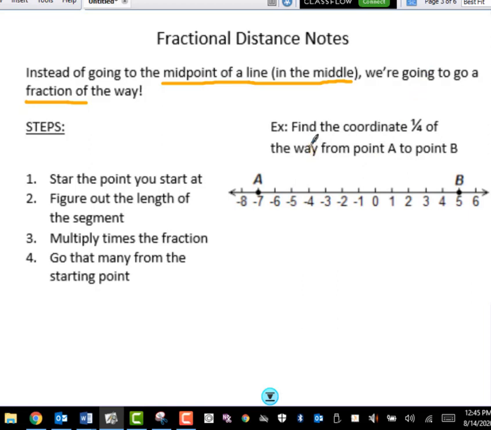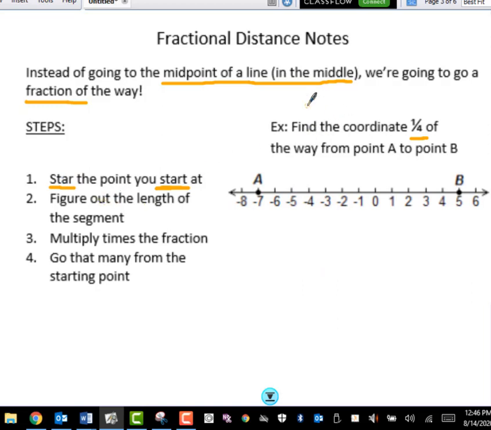So that type of question would, instead of saying, oh, find the midpoint, it's going to say find the coordinate 1/4 of the way from point A to point B. So the steps are pretty much still the same. We're going to figure out what point we're starting at. Now the starting point this time is way more important because when you're going to the middle, it doesn't matter which point you start counting at. But if we're not going exactly to the middle, then the starting point is more important. So we're going to star that point so we don't forget.